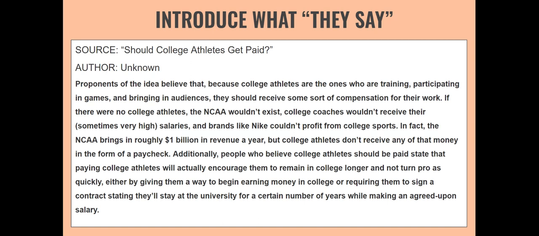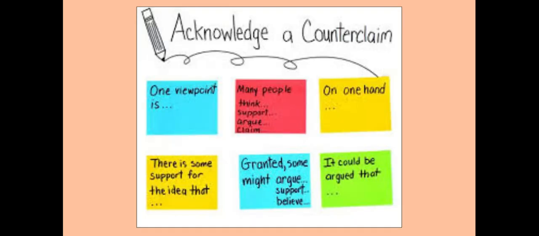So we see this author starting off here by telling us what they say. The people who are in support of college athletes, this is what they think, and this is the reason why they think it. So that's a great strategy. Another strategy or move you can use is acknowledging a counterclaim.